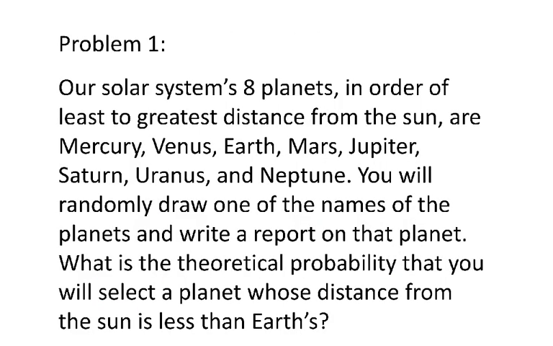All right, problem 1. Our solar system's 8 planets in order from least to greatest distance from the sun are Mercury, Venus, Earth, Mars, Jupiter, Saturn, Uranus, and Neptune. You will randomly draw one of the names of the planets and write a report on that planet. What is the theoretical probability that you select a planet whose distance from the sun is less than Earth's? Now, if you're using your PowerPoint notes, you may need to write this above or below the slide. There's not really any room on here, so I'm just going to go to a blank slide to work this out.